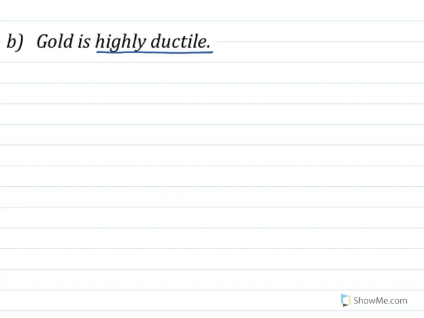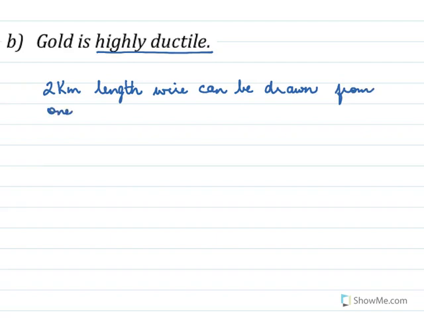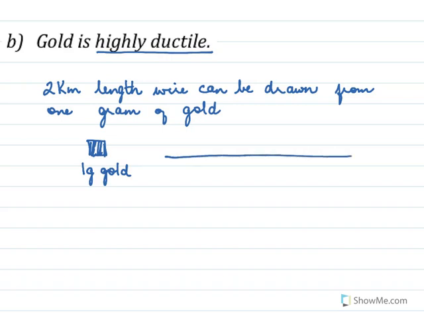Gold is highly ductile. In fact, it is the most ductile metal, and the reason for this is a 2-kilometer length wire can be drawn from 1 gram of gold. This is in your textbook. So if you just have 1 gram of gold, you can make a long wire which is about 2 kilometers long.